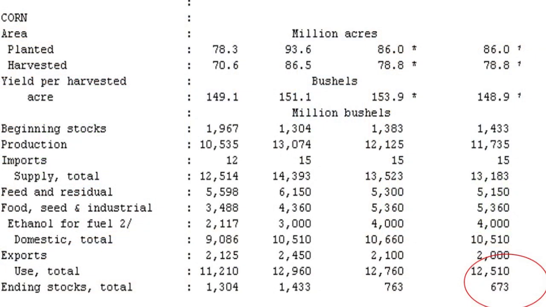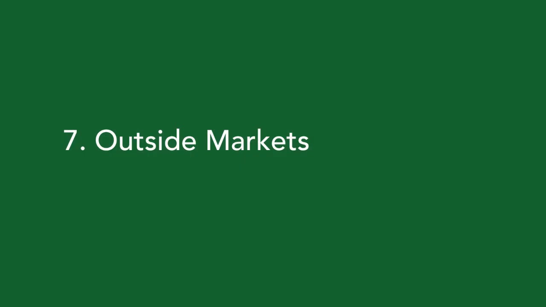As the USDA lowers ending stocks, prices again need to move higher to ration demand. Corn ending stocks at 1 billion bushels or lower, at or below minimum pipeline levels, usually causes prices to increase. In 2008 and 2012, U.S. corn ending stocks were as low as 673 million bushels. Our seventh topic today is about the outside markets, which includes crude oil, currencies, and stock markets.